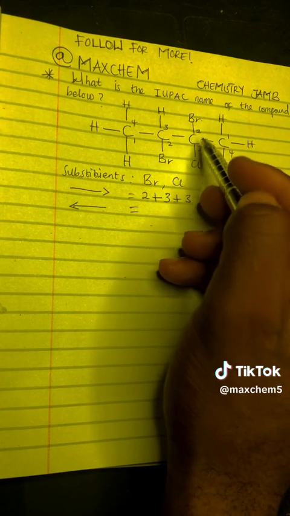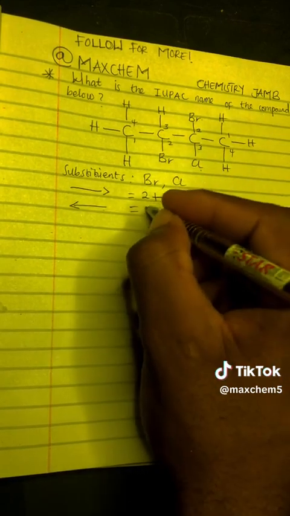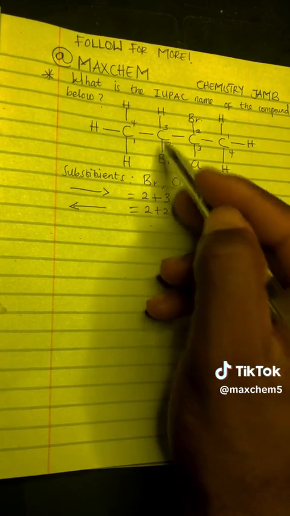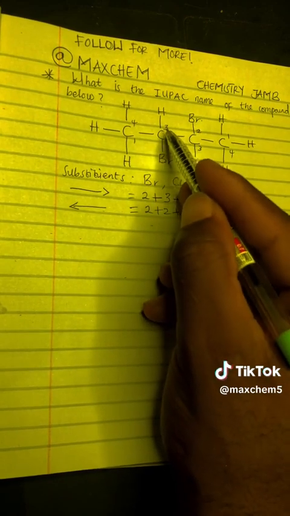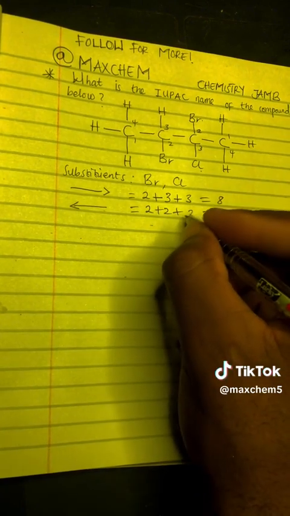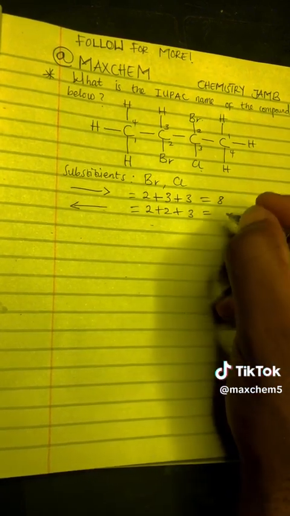So going this direction, bromine and chlorine are on carbon 2. That's going to be 2 plus 2 plus, and the other bromine is on carbon 3. You can see carbon 3, plus 3. So 2 plus 2, 4. 4 plus 3 is going to give you what? 7.